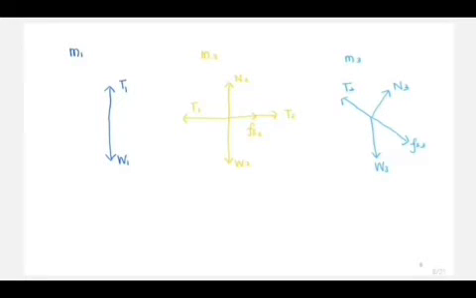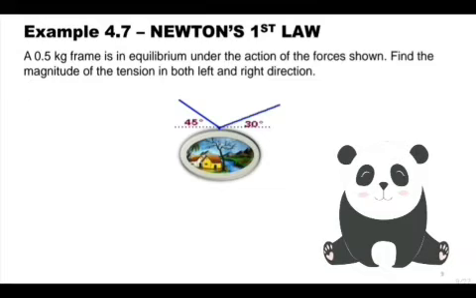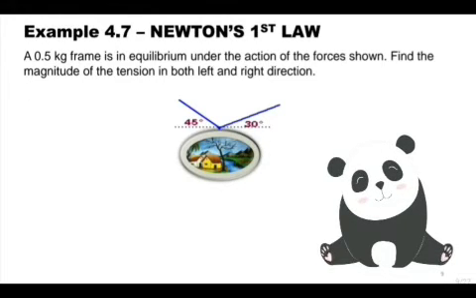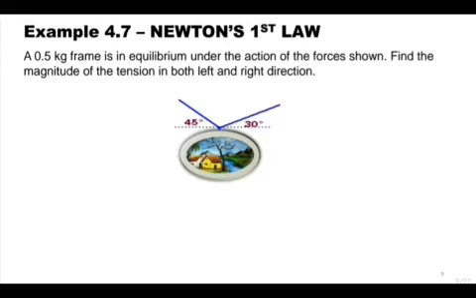As you realize, direction of weight always downward. Example 4.7, Newton's first law. A 0.5 kg frame is in equilibrium under the action of the forces shown. Find the magnitude of the tension in both left and right direction.